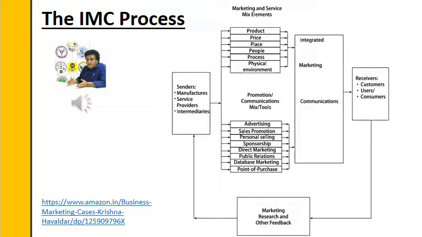marketing communication. Another important thing which I have shown in this slide, and this slide is not my slide, the slide has been taken from Professor Havaldar's book. On the extreme left you see that senders of the messages are manufacturers or service providers or intermediaries, and you see all the elements of marketing: product, price, place, people, processes, physical environment. Like there are 4 P's, and then for services 3 more P's are added. The 4 P's are product, price, place and promotion or communication mix, and the other 3 P's are people, process, physical elements. What are the various promotion mix elements which I have shown in this slide?